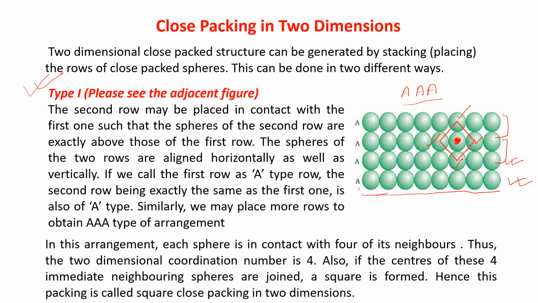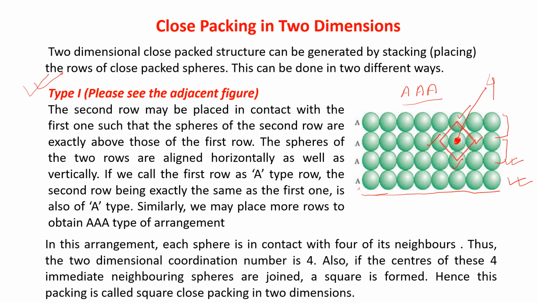Okay, now if you join the centers of these atoms, you are getting a square. So the coordination number of this atom is, as it is surrounded by 4 atoms, its coordination number is 4.